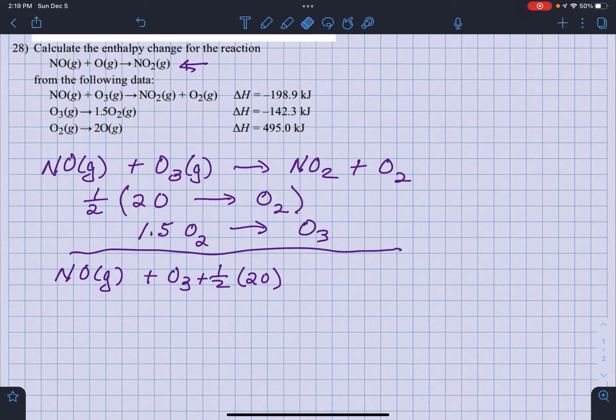All right. So we're going to add that. Those are all the reactants that we've added together for all of these reactions. And now what we're going to do is take a look at the products. So in the first reaction, I've got NO2 plus O2. All right, in the second reaction, I've got 1/2 O2.